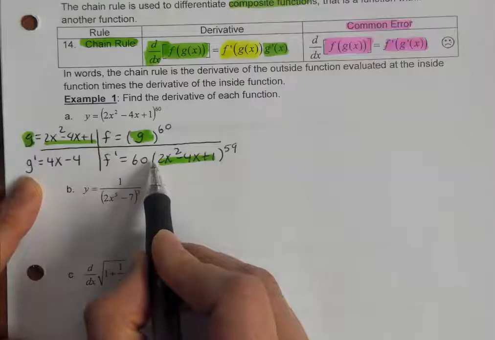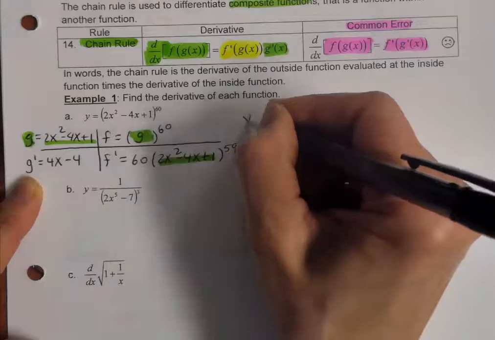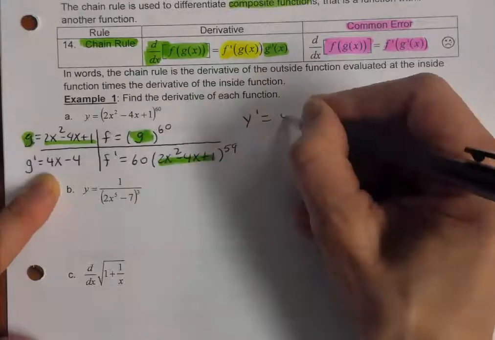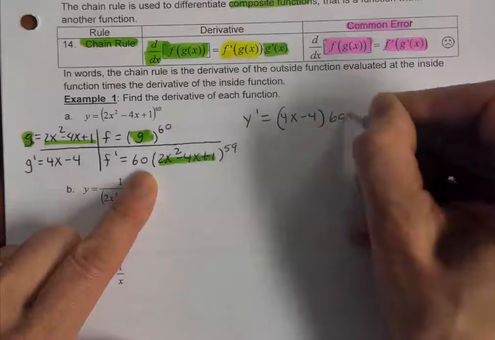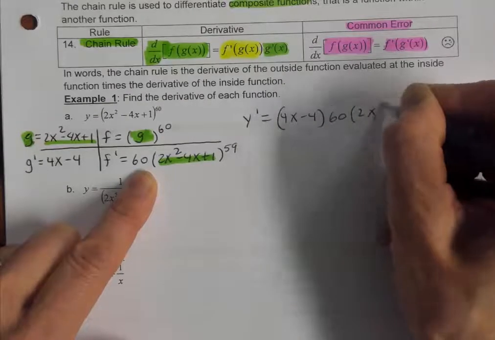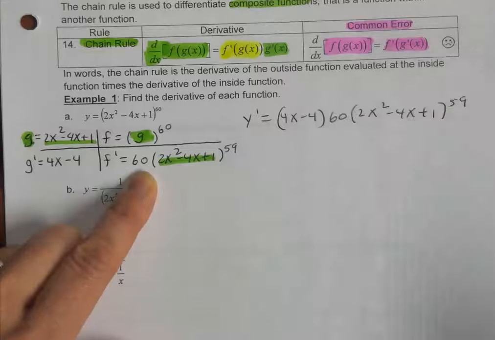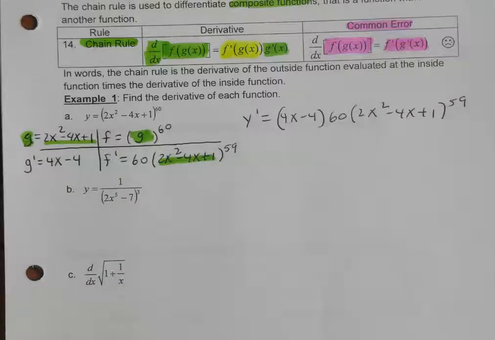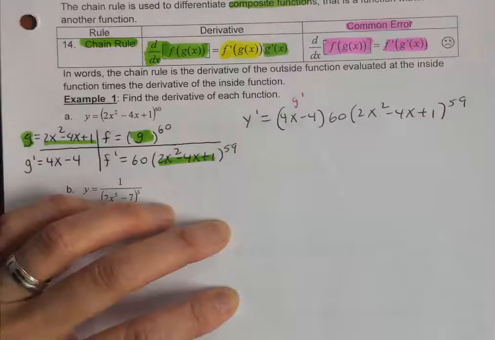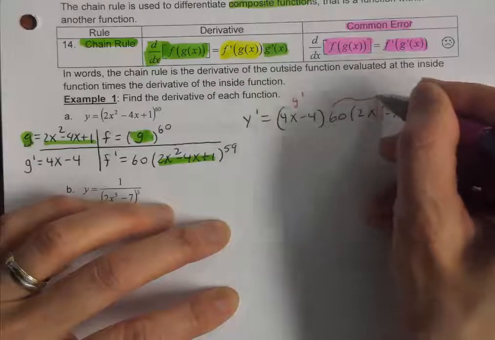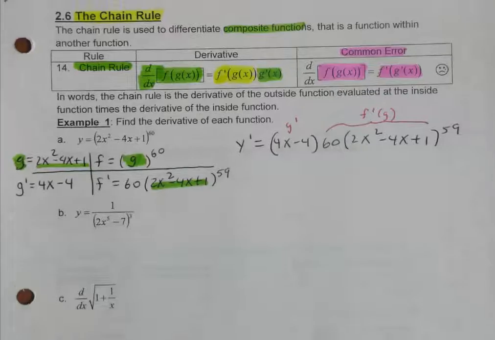All right, so I'll just be taking g prime and f prime and then multiplying them. So then I get y prime is equal to, I have my 4x minus 4, and then I multiply that by 60 times the quantity of 2x squared minus 4x plus 1 raised to the 59th power. So I'll just label this. This right here is my g prime, and then this right here is my f prime of g. Right. So then that's what I have here.